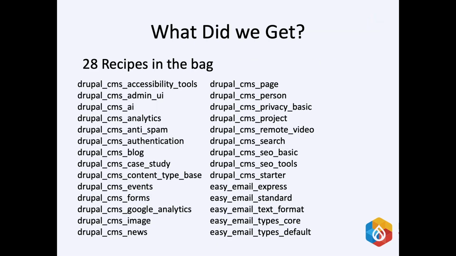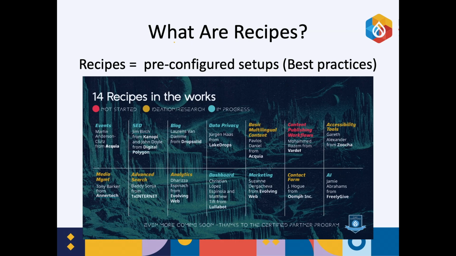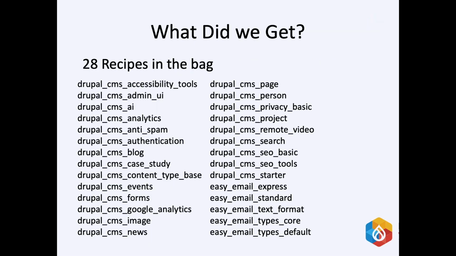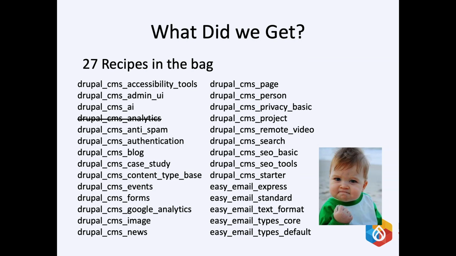Back this time last year, I think, Dries said there were 14 recipes in the works. We got 28, and then one was removed, because analytics really all that did was install the Google Analytics recipe. But we got 27 recipes, which isn't bad going. And a nice wee fist bump kid, because no DrupalCon is complete without fist bump kid.